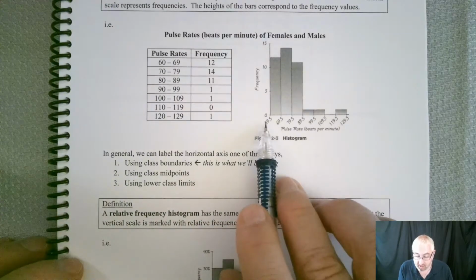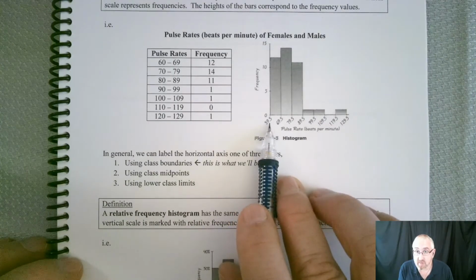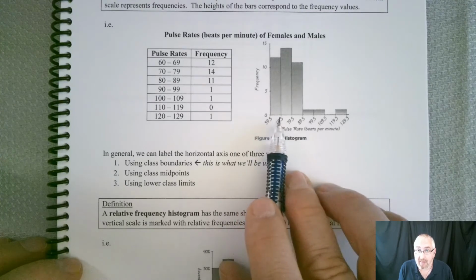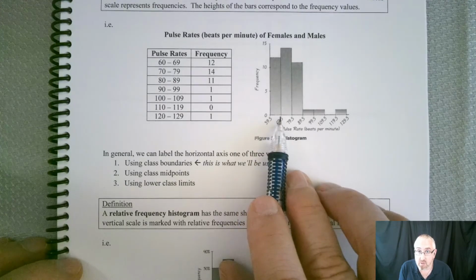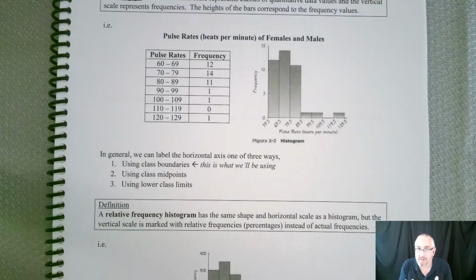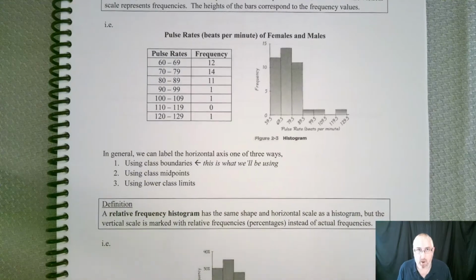So again, because there's no gaps, you can kind of see, if you're using the first class boundary of 59.9, that's your starting point, and then the end of the first one is also the start of the second one. So that's why there's no gaps. With midpoints, it just seems a little clunkier, and you don't get that across necessarily. So boundaries is the way to go with histograms.